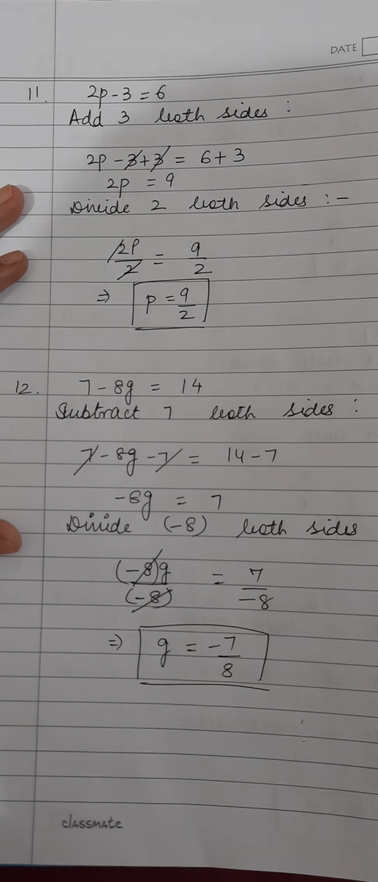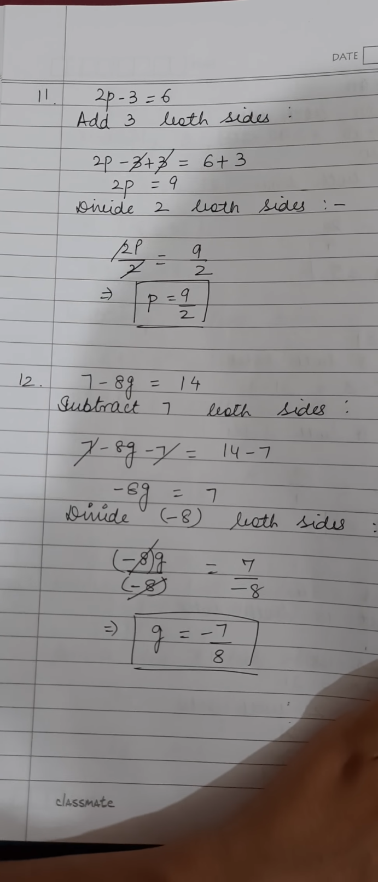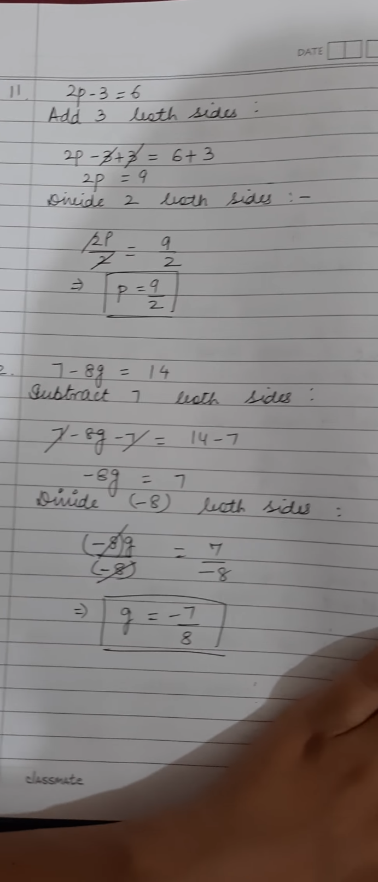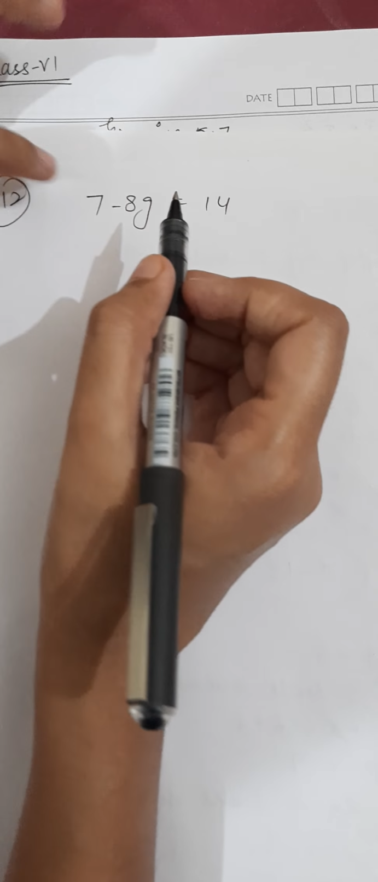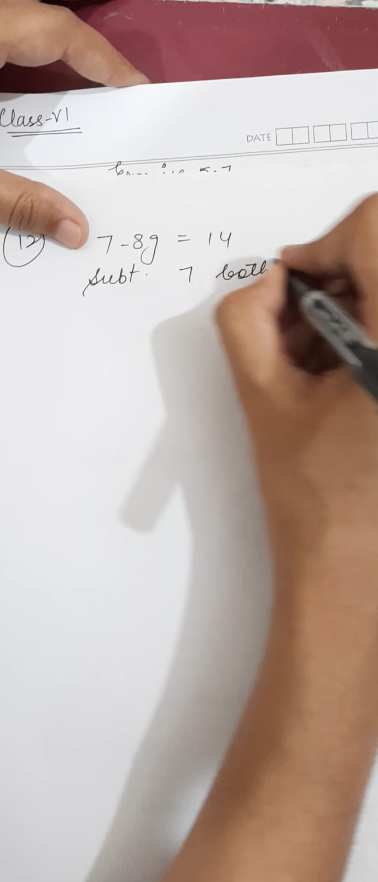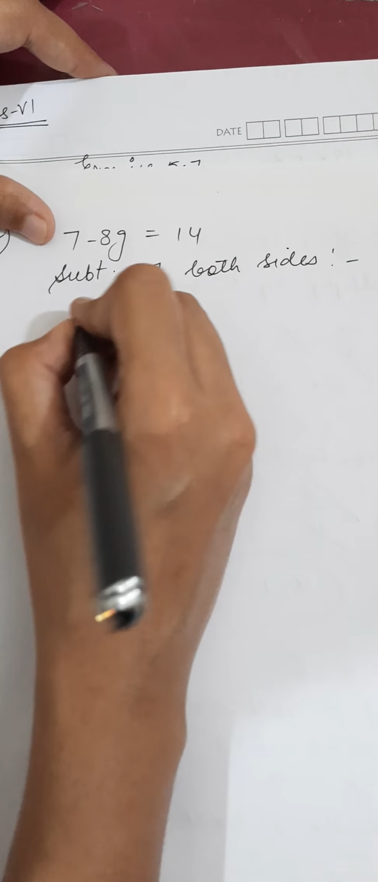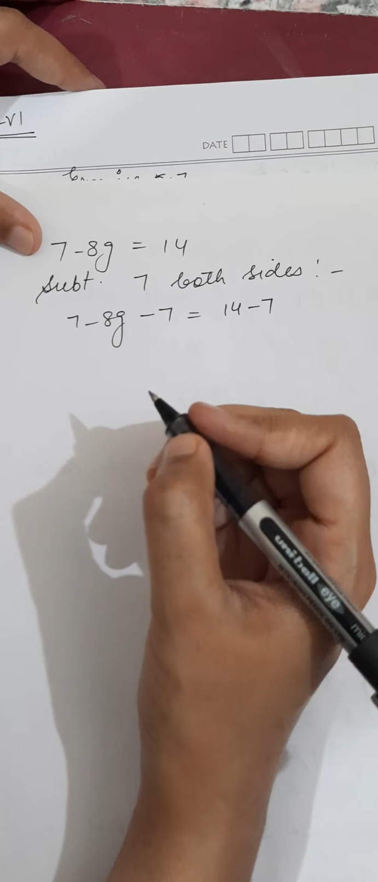Now the last part of this. 12th is 7 minus 8g is equal to 14. Now what you are going to do here is, 7 is in plus, so firstly I am going to erase 7 from here by subtracting 7 both sides. So you are going to write subtract 7 both sides. This will be 7 minus 8g minus 7 equals 14 minus 7.